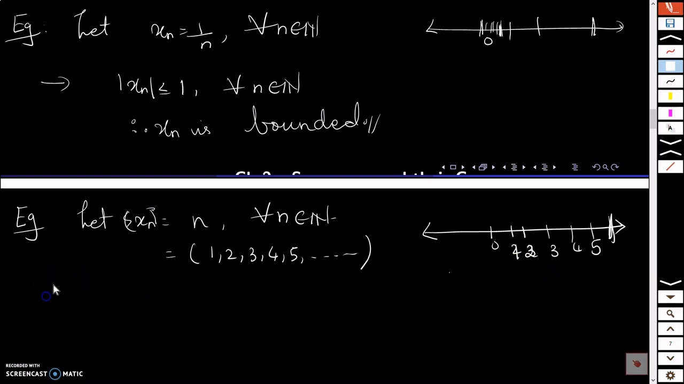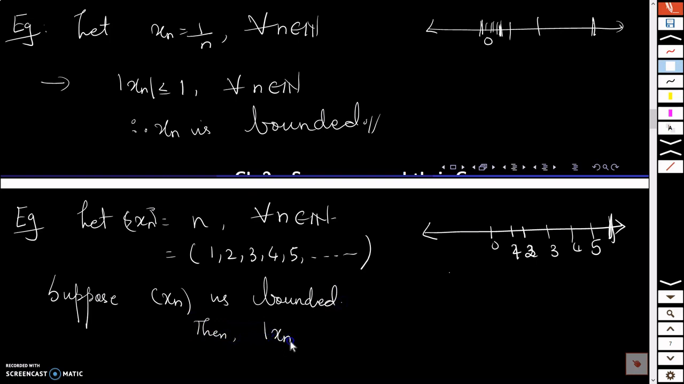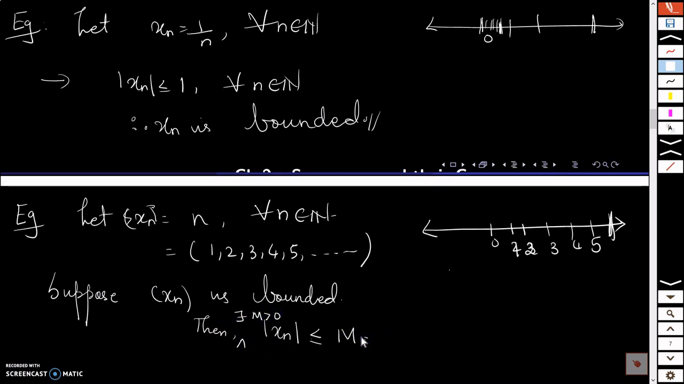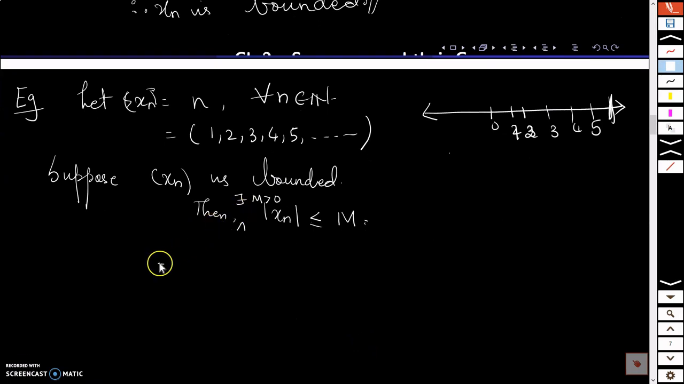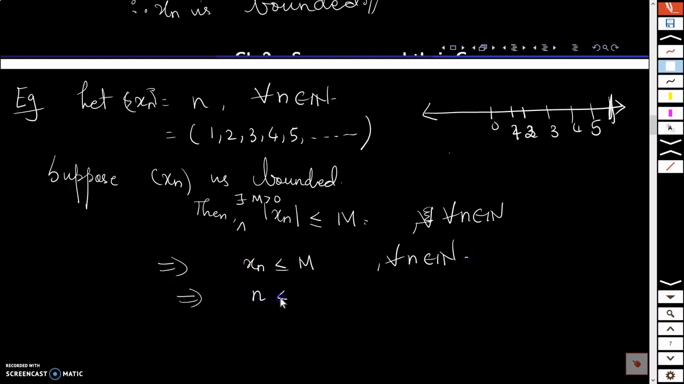So suppose this sequence xn is bounded. Then all the terms of the sequence will be less than or equal to m. So there exists a positive real number m such that this will happen. Now for each n, xn is positive, so I can write this as xn is less than or equal to m for all natural numbers n. But for each n, xn is nothing but n. So this tells me that for every natural number n, m is bigger than that. This means the set of natural numbers is bounded above. That's a contradiction.